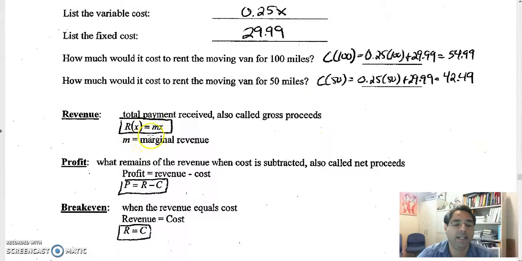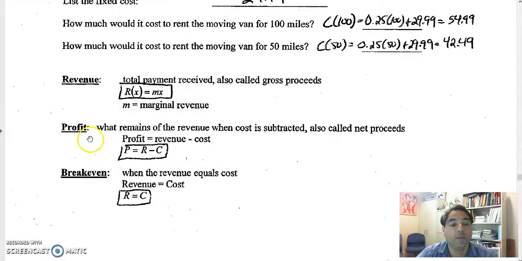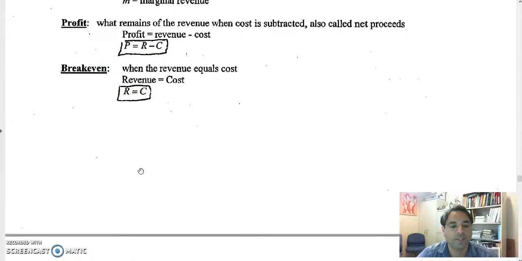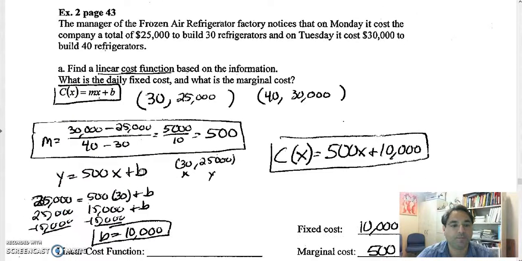Revenue, on the other hand, is your marginal revenue times x, depending on what that is. So your input would be x, could be how many pizzas or whatever it is, and then your output is revenue. Profit is revenue minus cost. And then break even is when revenue equals cost. So we have an example here. The manager of the frozen air refrigerator factory notices that on Monday it cost the company a total of $25,000 to build 30 refrigerators, but on Tuesday it cost $30,000 to build 40 refrigerators.